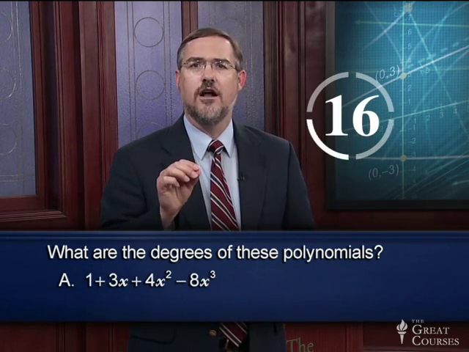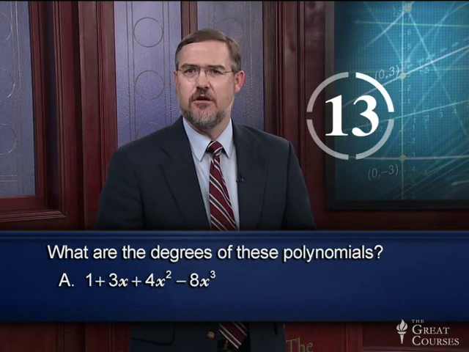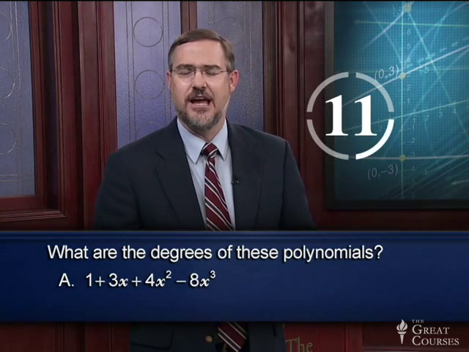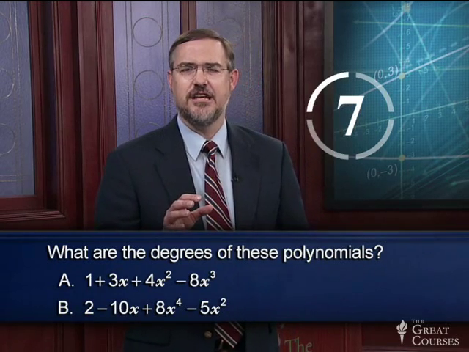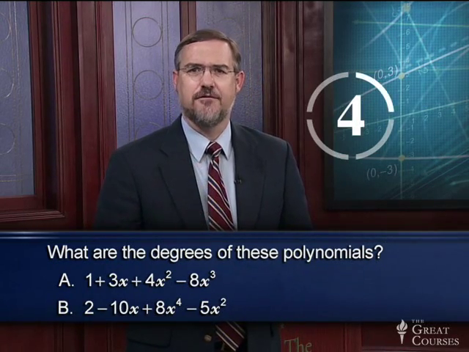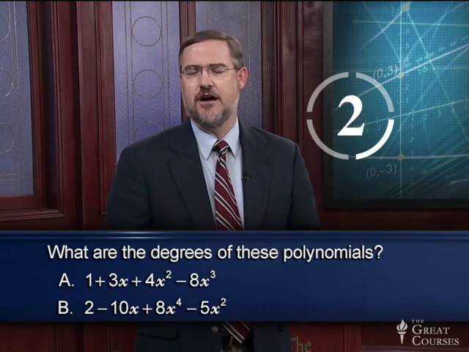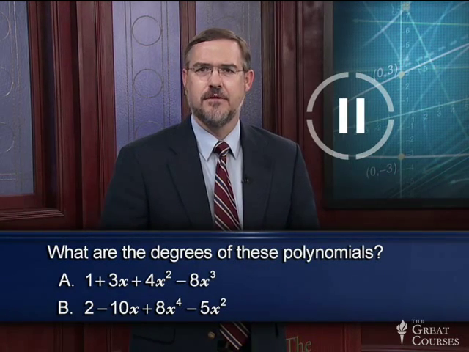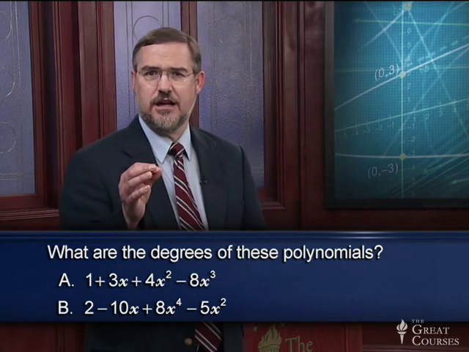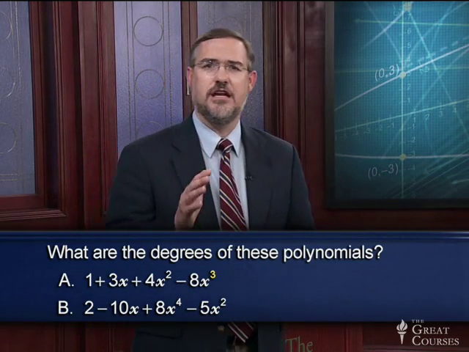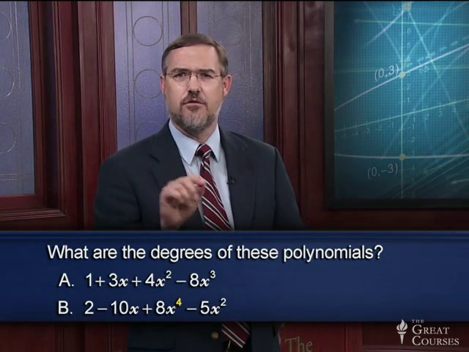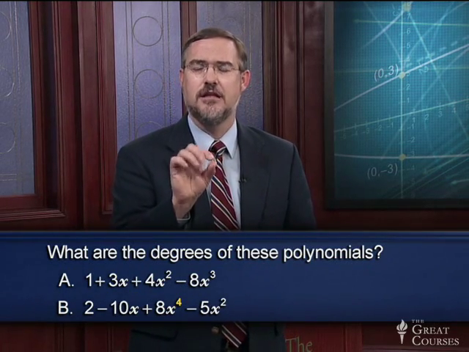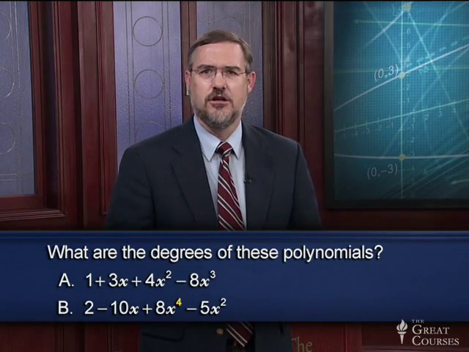Let me share those polynomials with you. First, 1 plus 3x plus 4x squared minus 8x cubed. And secondly, 2 minus 10x plus 8x to the fourth power minus 5 times x squared. The degree of the first polynomial is 3, and the degree of the second polynomial is 4. Did you notice that term, x to the fourth, that was sort of in the middle of that polynomial? That gives that polynomial degree 4.